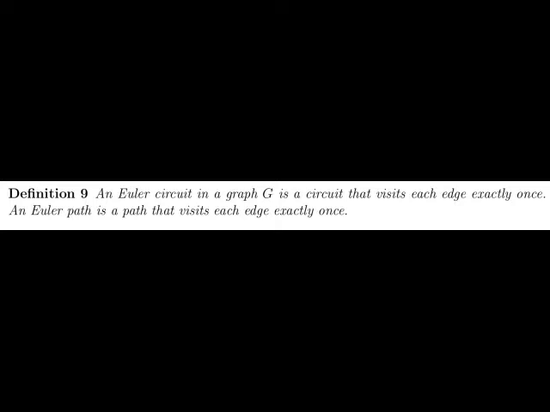An Euler circuit in a graph G is a circuit that visits each edge exactly once. We know a circuit means it's a circular path. It's a path that goes through all the edges exactly once, and the starting point and the finishing point are the same. That means you end up where you started from. And an Euler path is just a path that visits each edge exactly once.